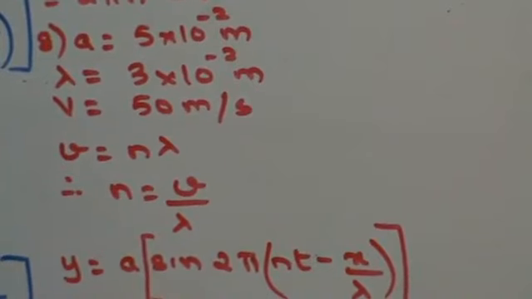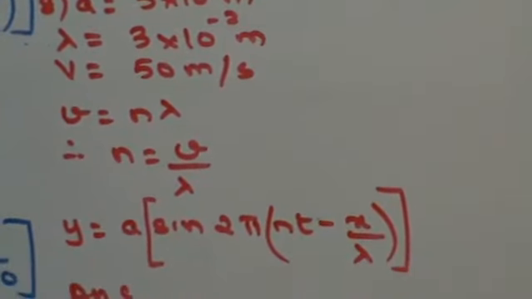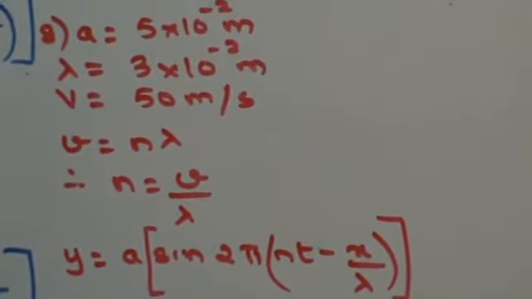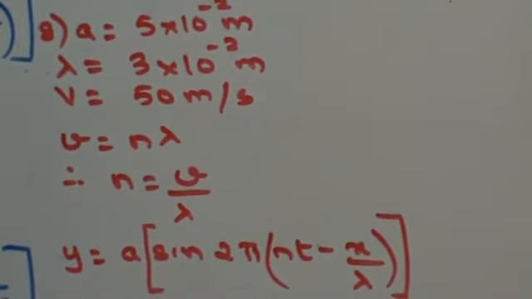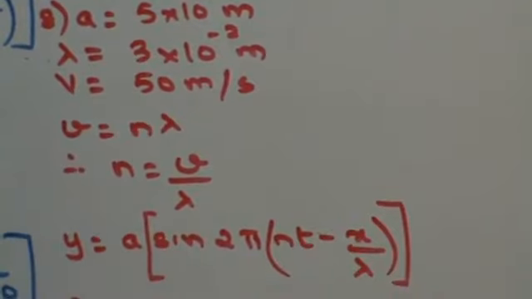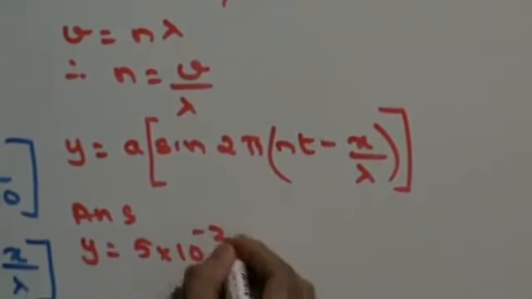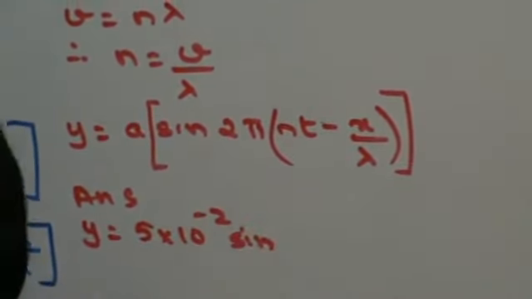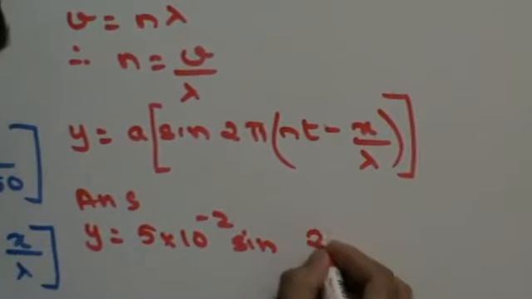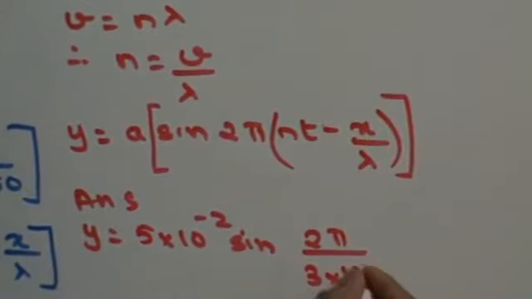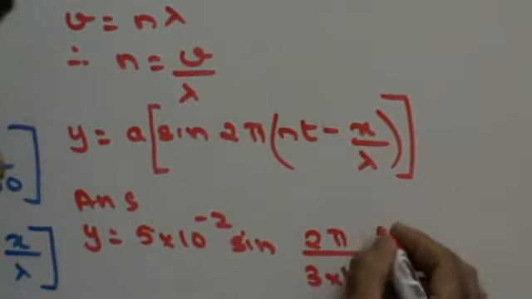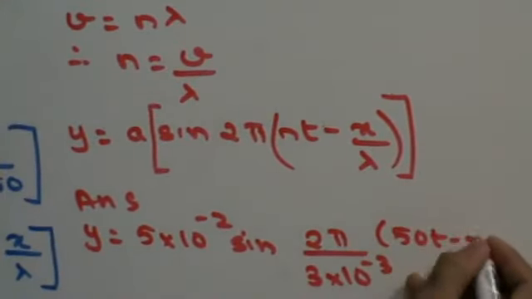The answer for this sum. Okay, I didn't get the answer for the previous sum also. The answer for this sum should be y is equal to 5 into 10 raised to minus 2 sine 2 pi upon 3 into 10 raised to minus 3 (50t minus x).